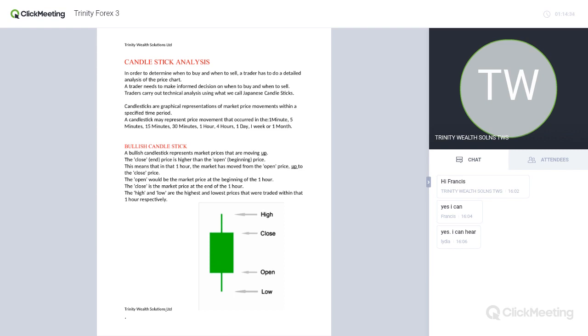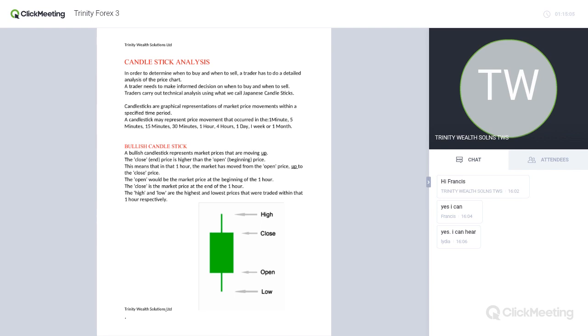A bullish candlestick represents market prices that are moving up. It is called bullish because the bulls are in control, right? So the close, that is the end price, is higher than the open. Remember, they opened, then they pushed the market up, and then the time lapsed and the candlestick closed, all right? So for a bullish candlestick, the closing price is higher than the open price or the beginning price.